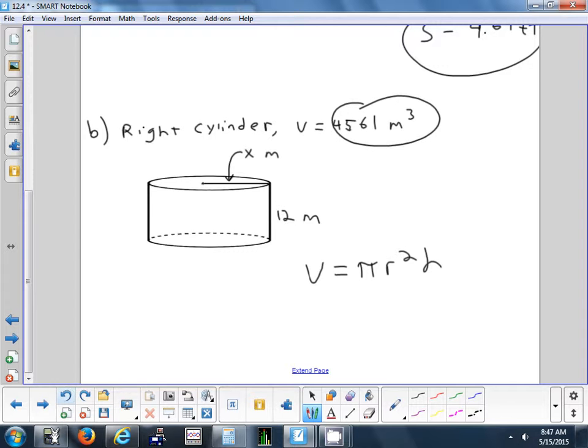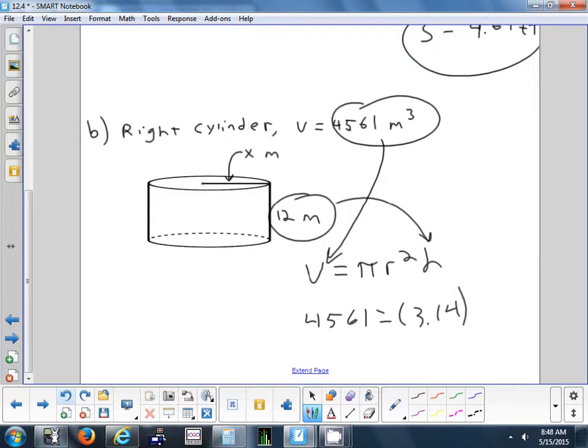What about that 12? Height. Yep, that's the height. The only thing I'm going to be missing is the radius, which they called x, we could call it r. Just remember what we're solving for. Let's fill in the volume. Let's change pi to 3.14. Just round it off.